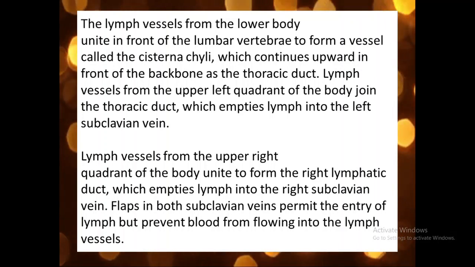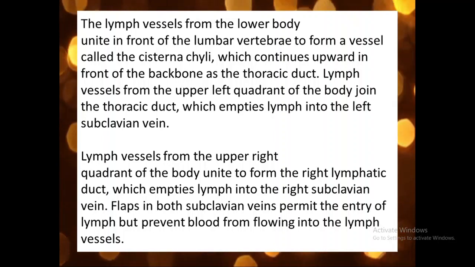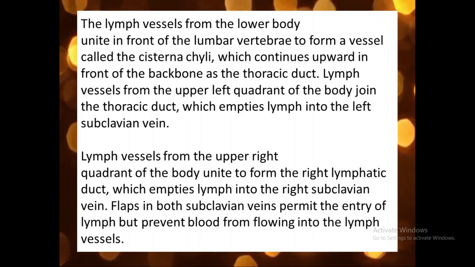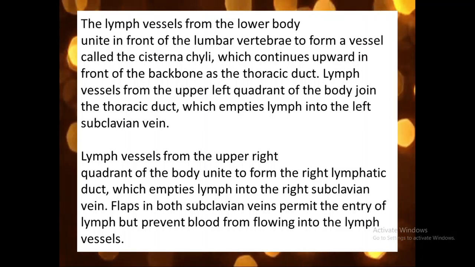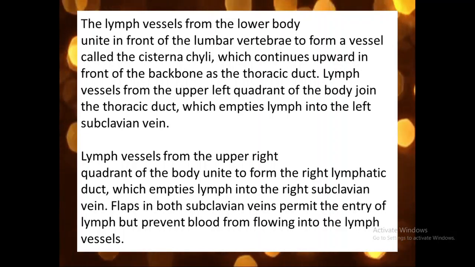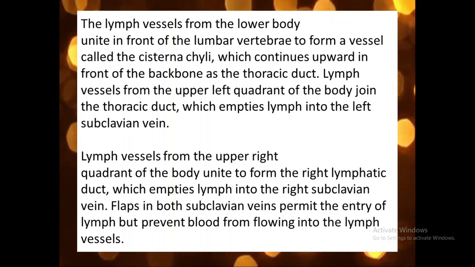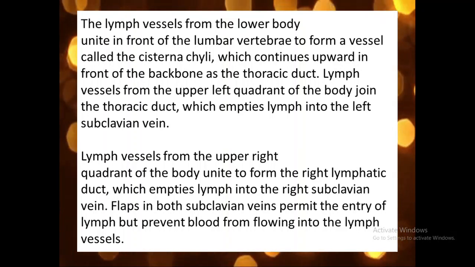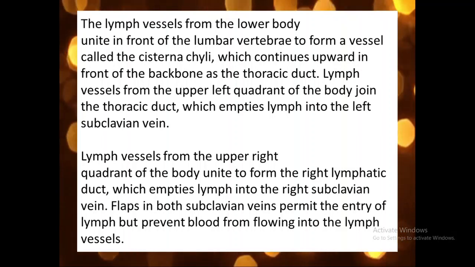The lymph vessels from the lower body unite in front of the lumbar vertebrae at your back to form a vessel called the cisterna chyli, which continues upward in front of the backbone as the thoracic duct. Lymph vessels from the upper left quadrant of the body join the thoracic duct, which empties lymph into the left subclavian vein. Lymph vessels from the upper right quadrant of the body unite to form the right lymphatic duct, which empties lymph into the right subclavian vein.